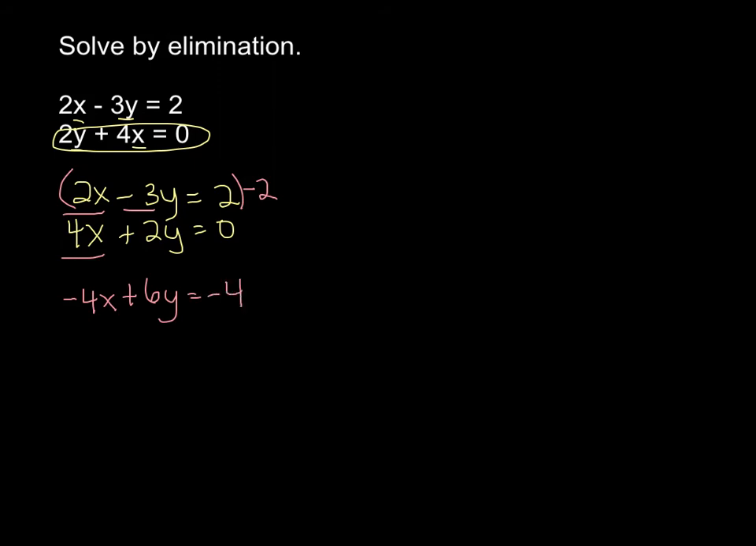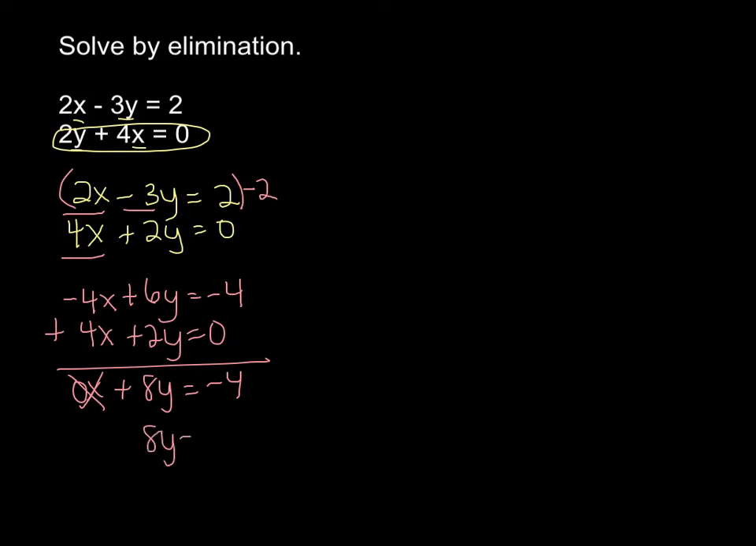You have to remember to multiply everything by -2. And then my second equation just stays the way that it is. 4x add 2y equals 0. Now I'm ready to add. -4x add positive 4x is 0x plus 8y equals -4. I got 0x, which is what I should have gotten. Now I have 8y equals -4. So y equals -4 over 8, which is -1/2.